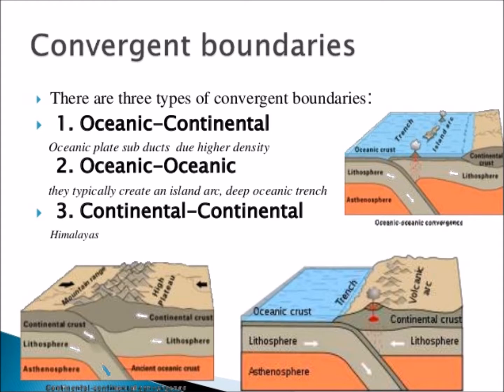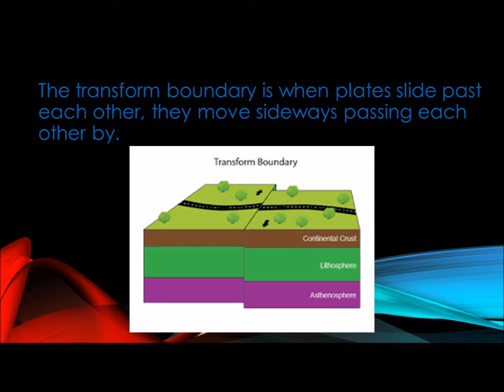There are three types of convergent boundaries: the oceanic continental, which forms the volcanic arcs; the oceanic, which create island arcs and deep ocean trenches; and the continental, which forms the mountains such as the Himalayas.